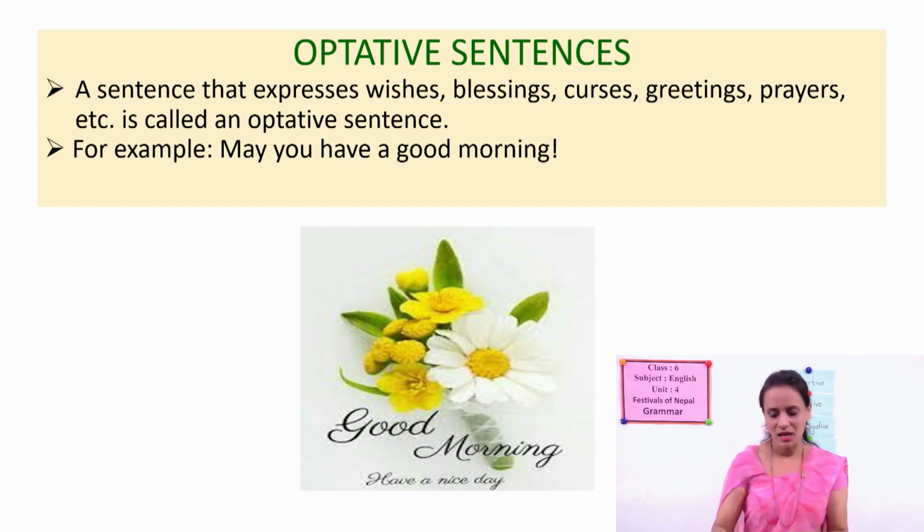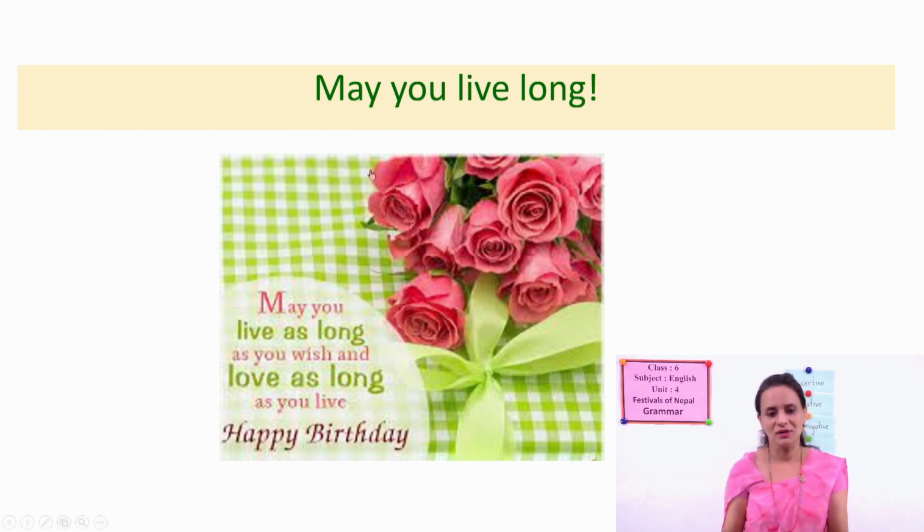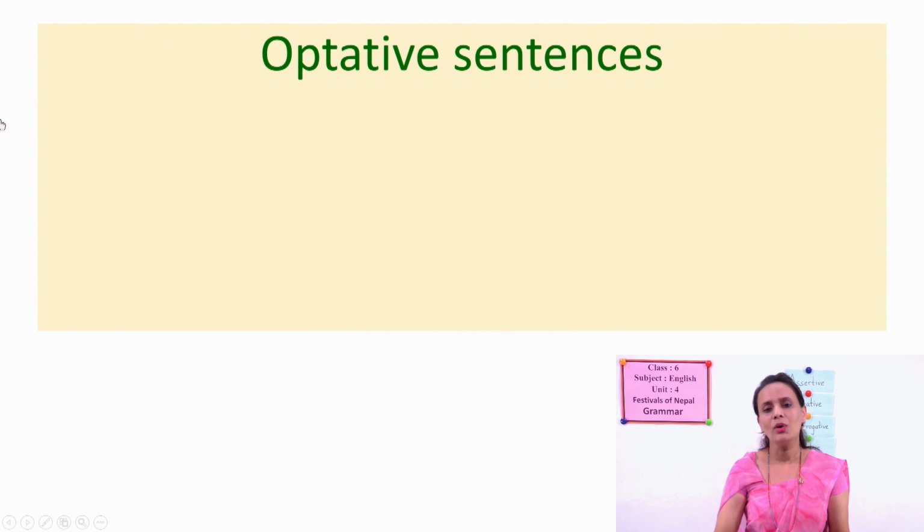Let's see more examples here. Okay, you can see the beautiful picture here, isn't it? May you live long. And what is written here? May you live as long as you wish and love as long as you live. Happy birthday. Wishing during birthday. May you live long. Okay, let's see more optative sentences here.